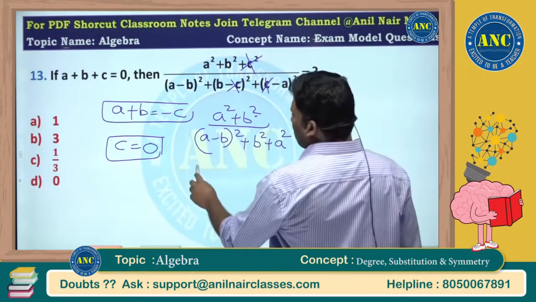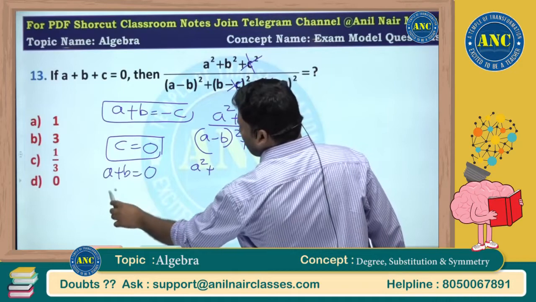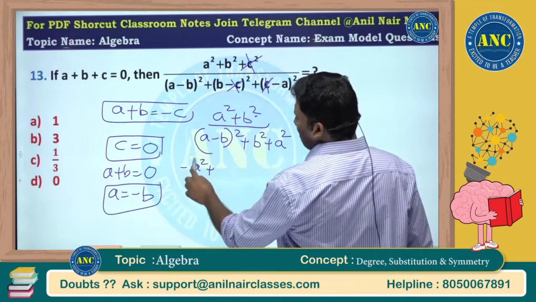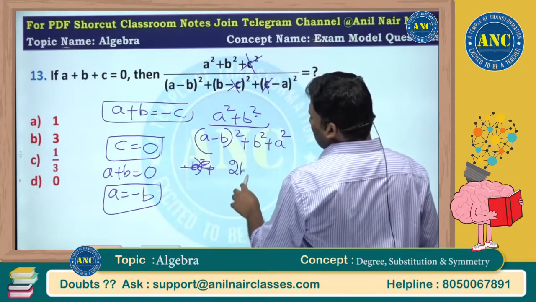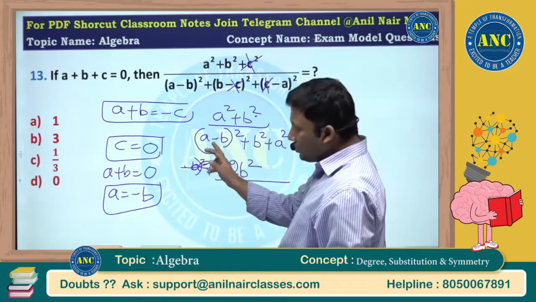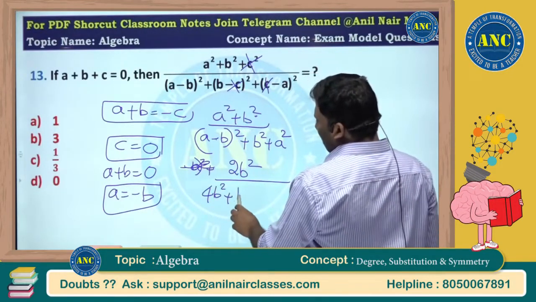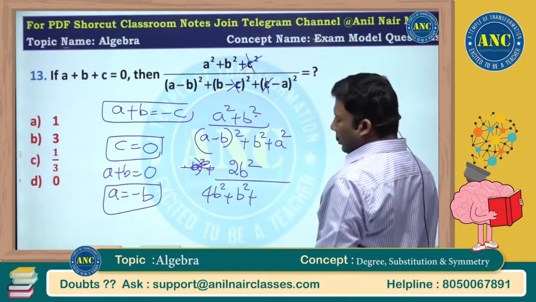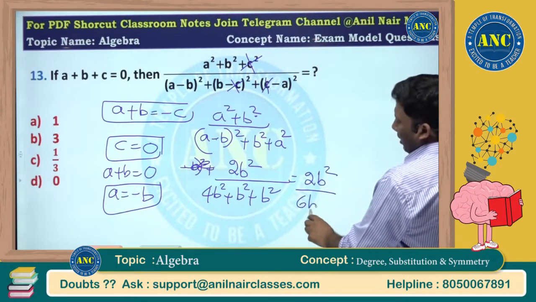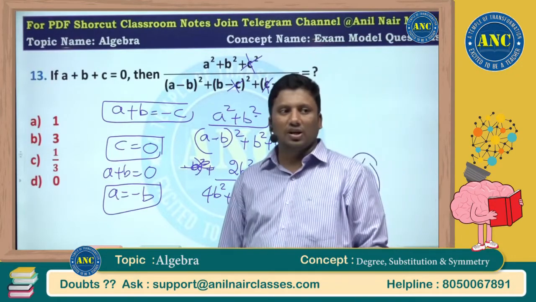I hope it is clear. So this will become a square. C is 0, so a plus b is equivalent to 0. Wherever a is there, I will substitute minus b. B square plus b square, 2b square. It is minus 4b square. Wherever a is there, I will substitute (minus b) whole square, it is b square. So this will become 2b square by 6b square. B square cancels. The answer for this question is 1 by 3.